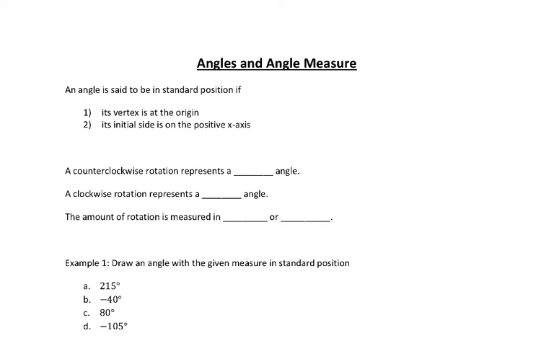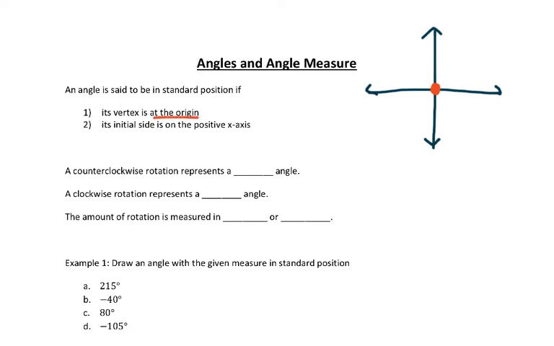So the first thing, an angle is said to be in standard position if the vertex is at the origin. So when we're talking about angles, instead of a shape like you did in geometry, we're going to look at them on a coordinate plane. Okay, so here's our coordinate plane. The vertex, which is like the point of our angle, is at the origin. So that's the first step.